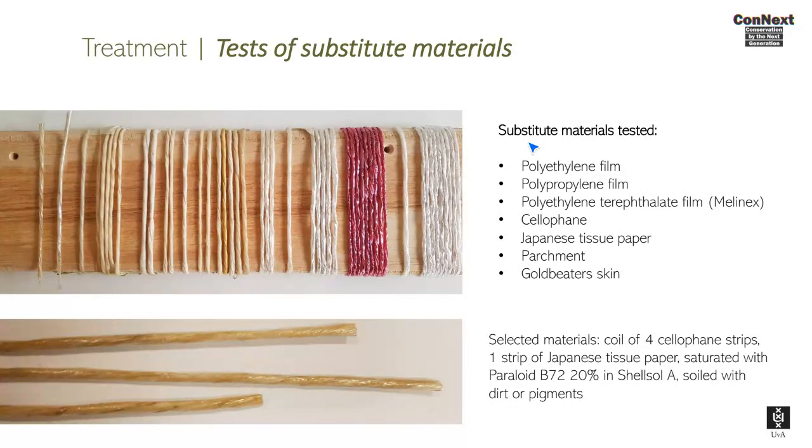To give the new cellophane an aged appearance, I used strips of new cellophane and one strip of Japanese tissue paper. I rolled it into a coil and then saturated the coil with Paraloid B72. And then the strand could be soiled with pigment or with dirt as far as was needed for the location that it was to be on.